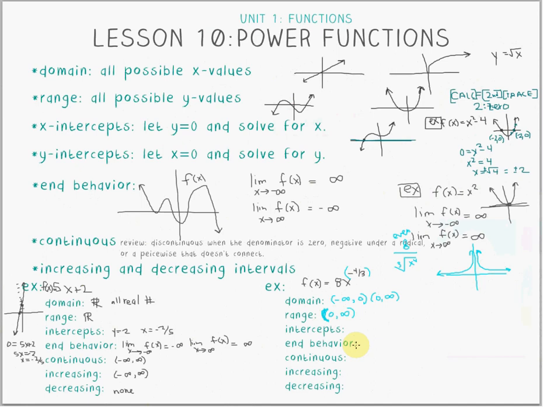Okay, what about x-intercepts and y-intercepts? When we look at this graph, they're approaching these axes, but they're actually never reaching them. So there are no intercepts. X and y, there's no intercepts.